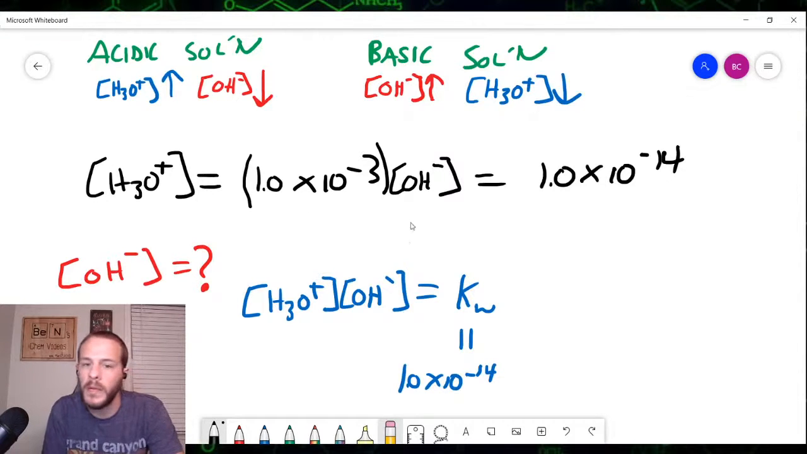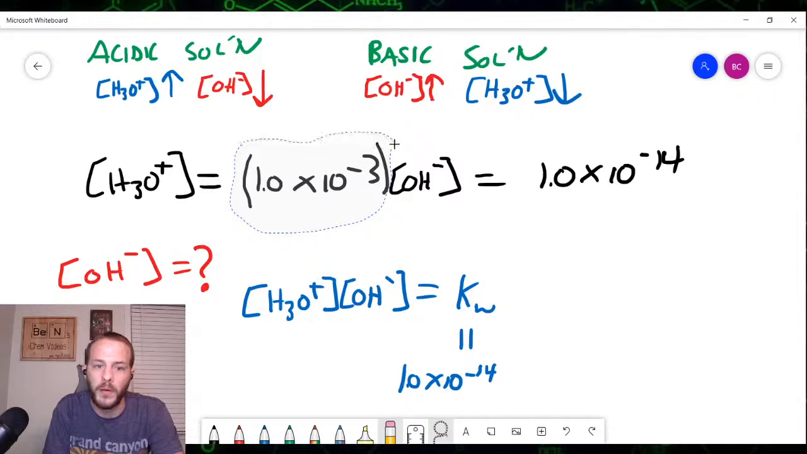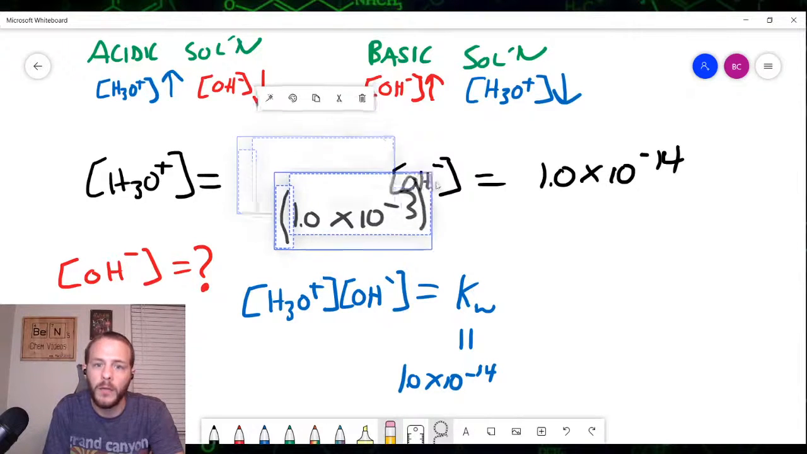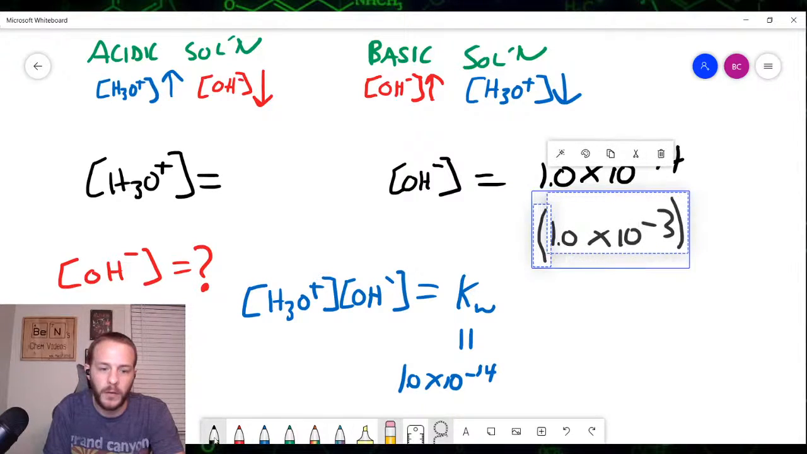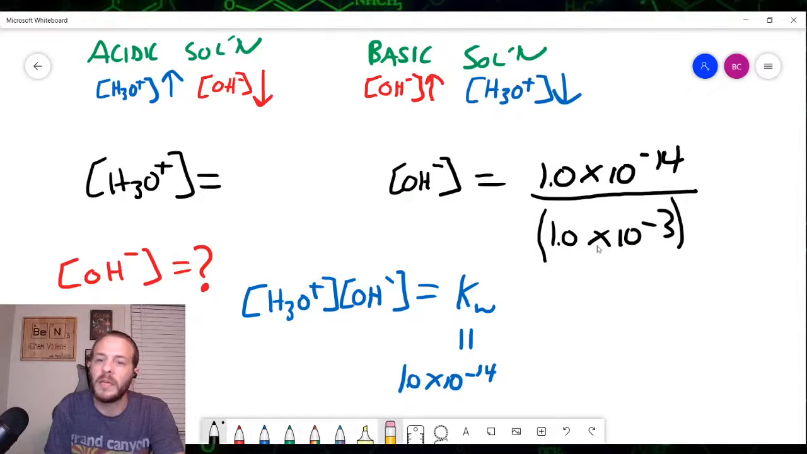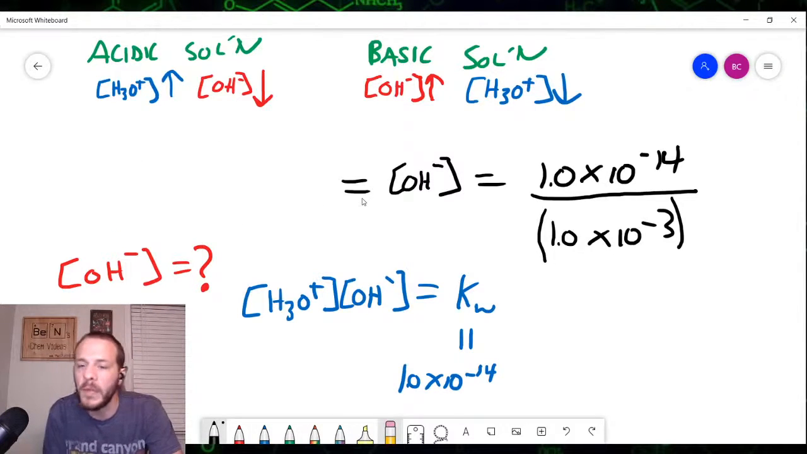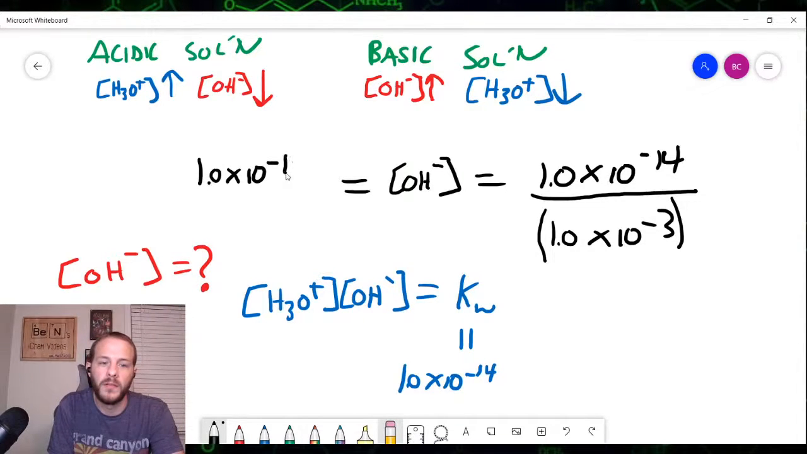All we need to do to solve for the hydroxide ion concentration in this case is to divide both sides of this equation by 1.0 times 10 to the minus 3. In so doing, we get 1.0 times 10 to the minus 14 divided by 1.0 times 10 to the minus 3, which in this case would end up being 1.0 times 10 to the minus 11.